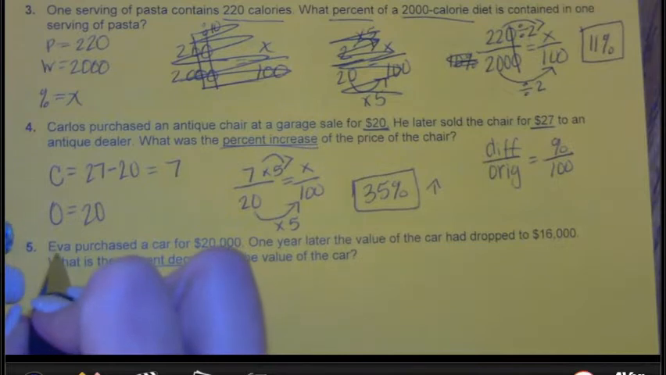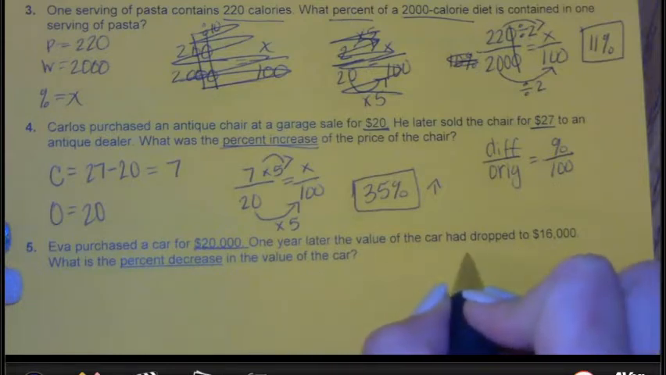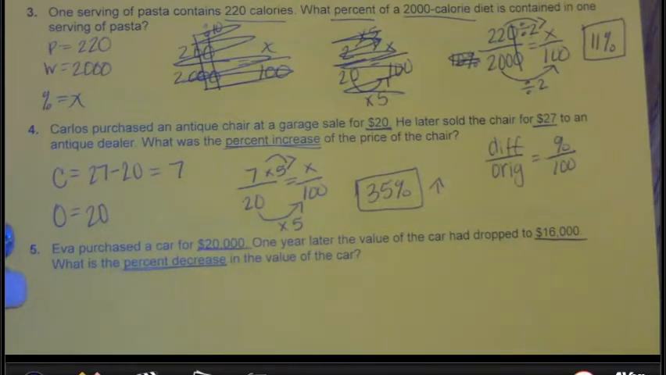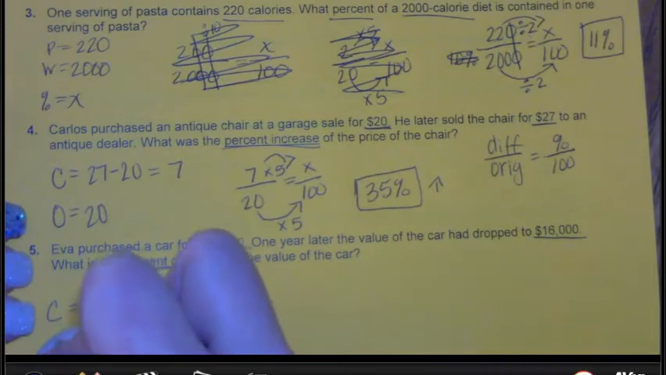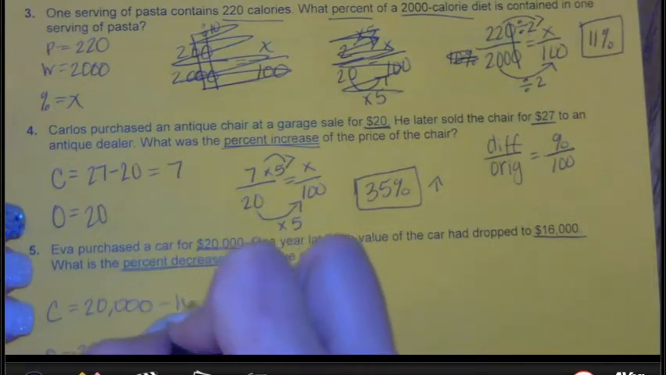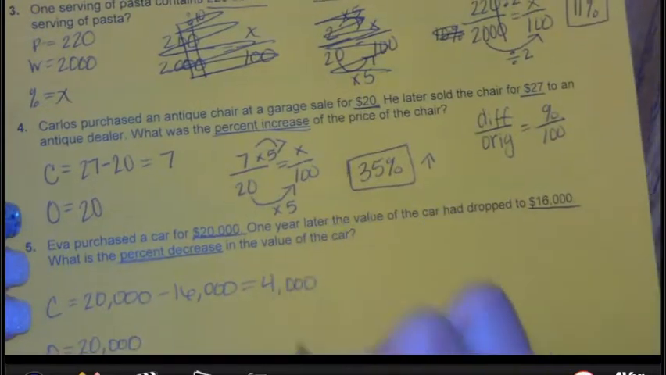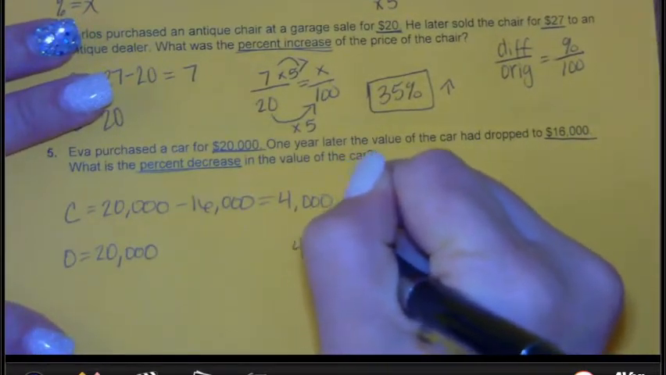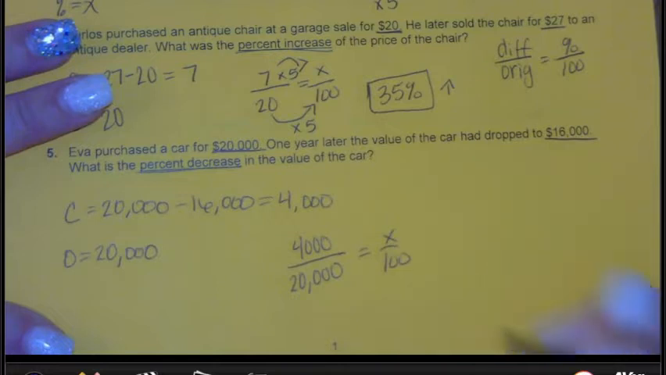All right, number 5. Eva purchased a car for $20,000. 1 year later, the value of the car had dropped to $16,000. What is the percent decrease? So I need to find the change over the original. Well, the original is $20,000. Okay, the change is how much did I decrease over time? And 20,000 minus 16,000, I lost $4,000. Okay, so I need to do the difference of 4,000 over the original 20,000 is equal to x over 100.